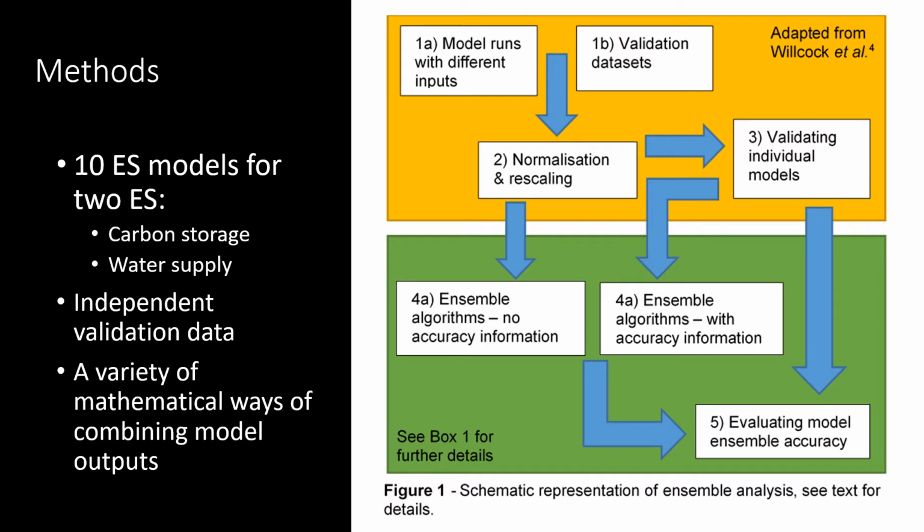So in this project, we will develop UK-wide ensemble models for a provisioning service, water supply, and a regulating service, carbon storage. These are two of the most widely assessed ecosystem services, and they have a wide variety of independent models available. So we will choose approximately 10 models for each of these services, and then compare these models to independent validation data. For example, we'll compare the water models to the average water flow through a series of British catchments available from the National River Flow Archive.